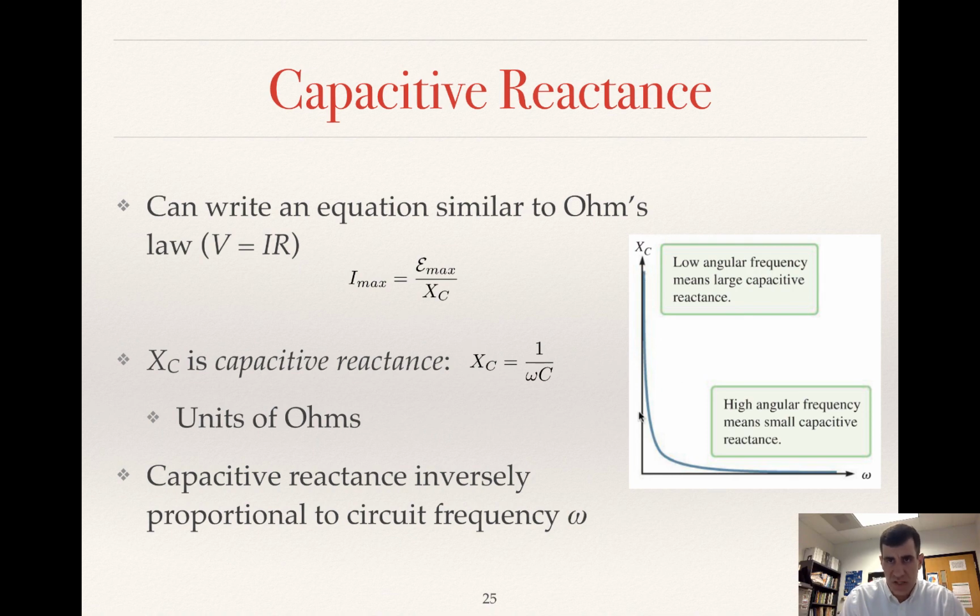So this is kind of what it looks like as a function of frequency. As omega is really, really big, the capacitive reactance gets really, really small. In other words, our capacitor looks just like a wire, a resistance of 0. But if omega is really, really small, then the capacitive reactance is really, really big.